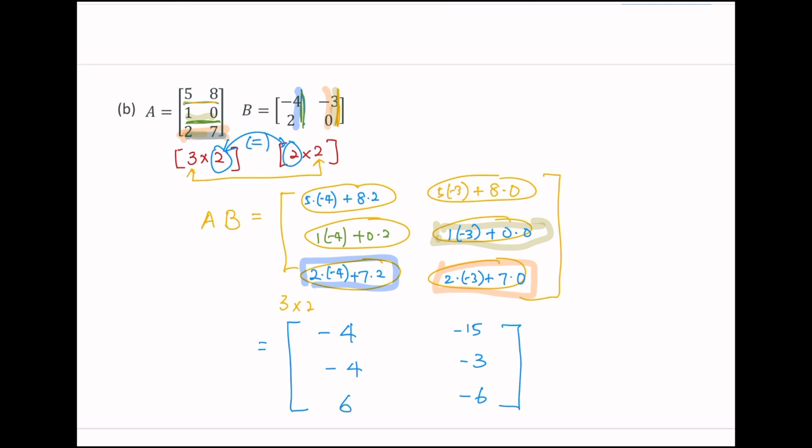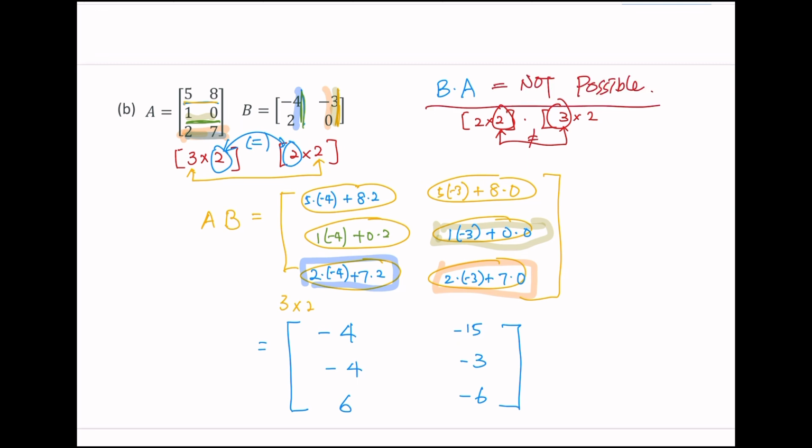What about B times A? The dimension of B is 2 by 2, and the dimension of A we said is 3 by 2. So these two inner numbers are not the same, so this is not possible. And A plus B or A minus B, because they don't have the same dimension, it's not possible.